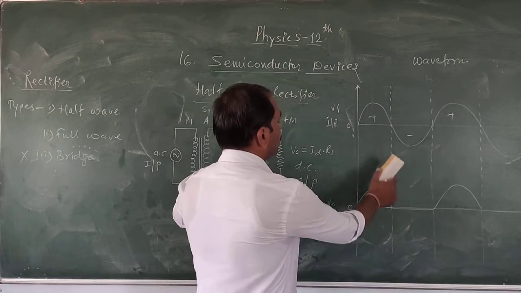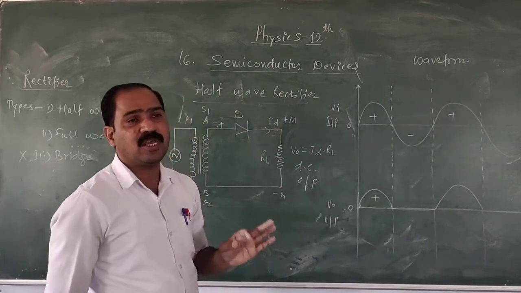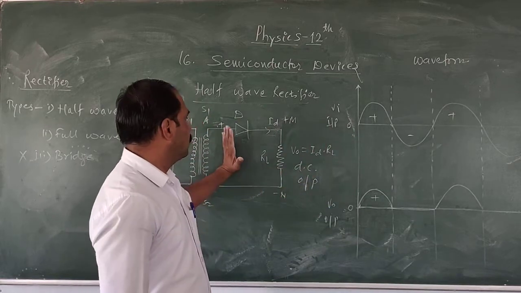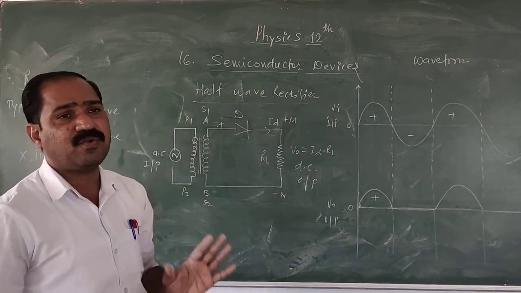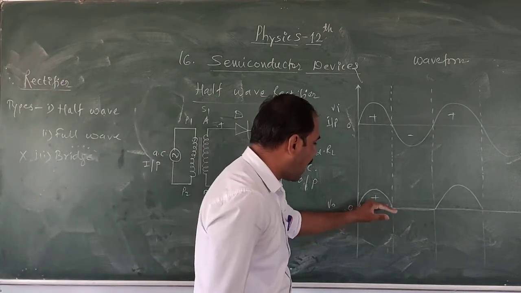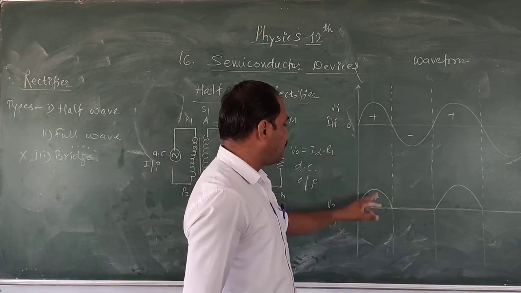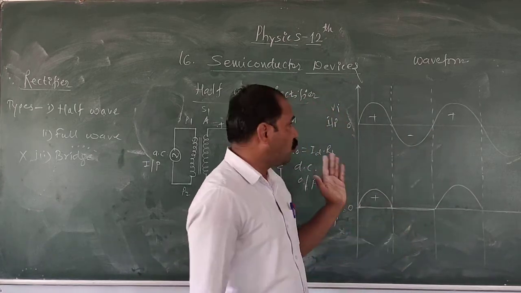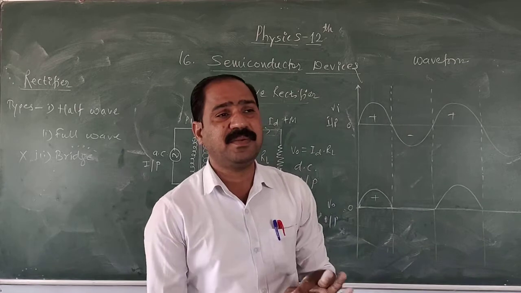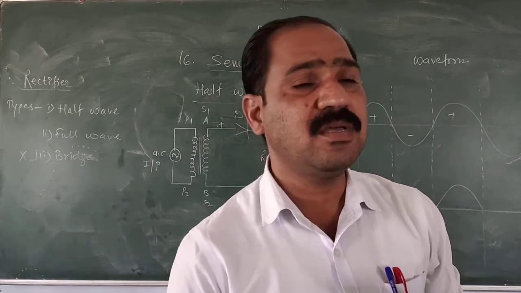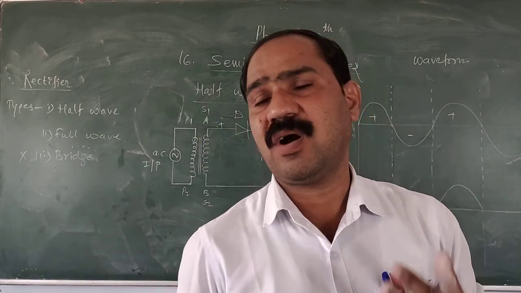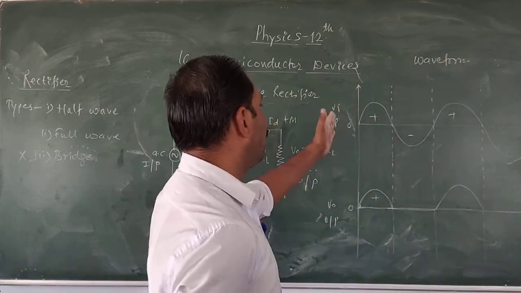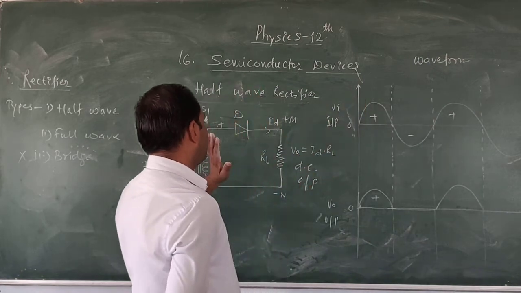So we obtain here the output signal only for the positive half cycle of AC. So this rectifier is called as the half wave rectifier, because we obtain here the half cycle every time. Here half cycle is obtained, here half cycle is obtained, half cycle is not obtained. So here this type of the rectification or the rectifier is called as the half wave rectifier, because here the half wave of the AC signal is rectified. So this is the waveform of the half wave rectifier.